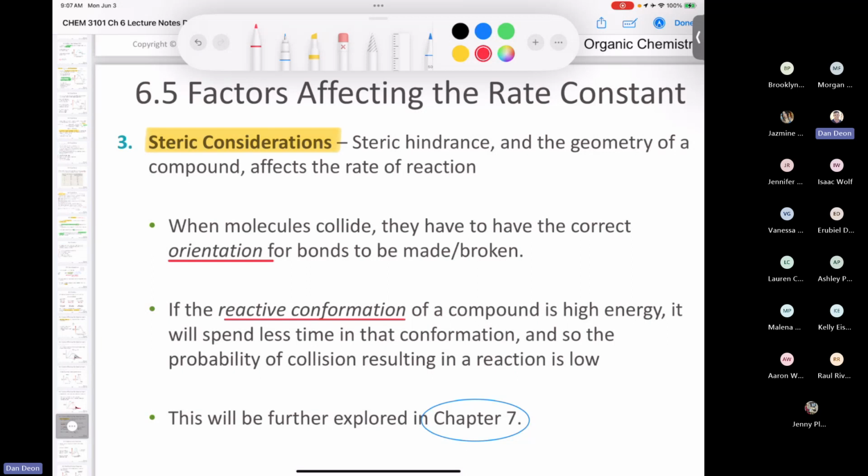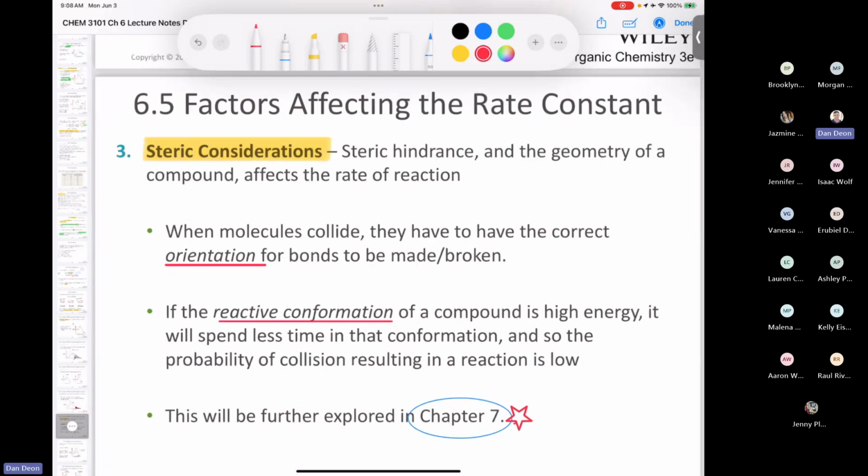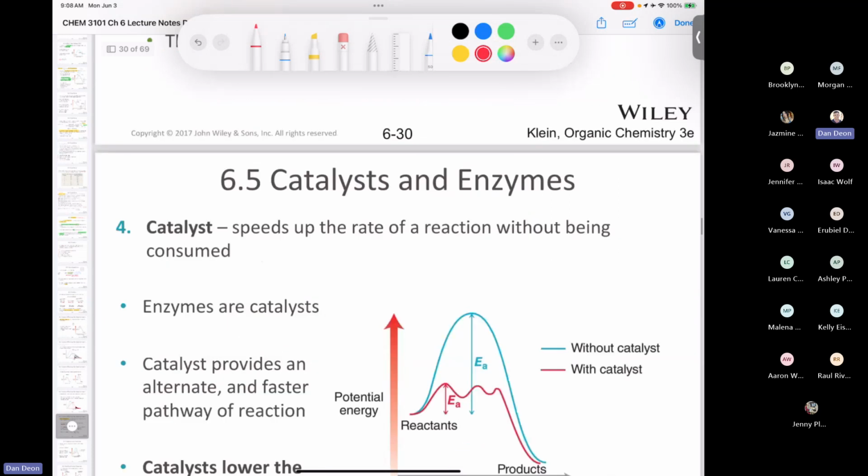Now, again, this is going to be covered in a lot of detail in chapter 7. So we're not skipping it, but if you're like, I need more background, trust me, chapter 7 is going to give you all the background you need about primary alkyl halides and tertiary, that idea.